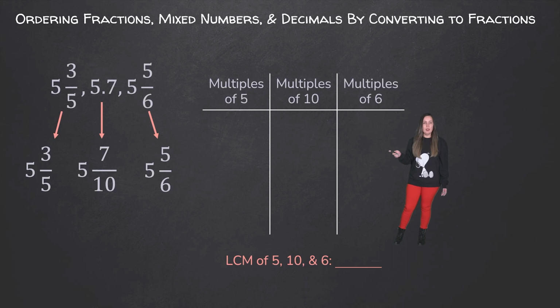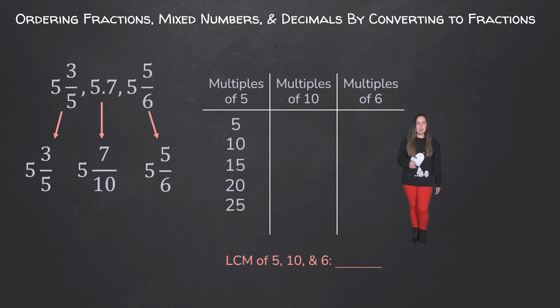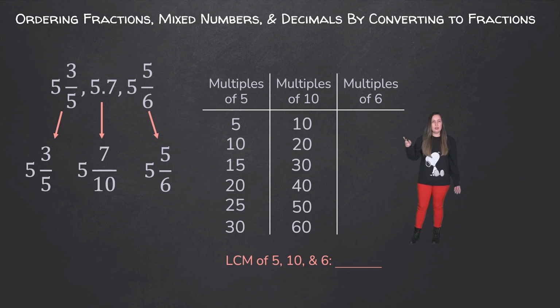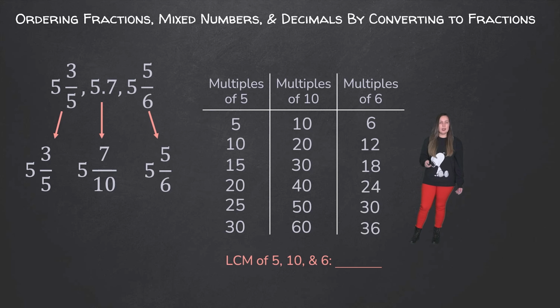So we have to find the least common multiple between 5, 10, and 6. Our multiples of 5 are 5, 10, 15, 20, 25, 30, and so forth. Our multiples of 10 are 10, 20, 30, 40, 50, 60, and so forth. Our multiples of 6 are 6, 12, 18, 24, 30, 36, and so forth. Now our least common multiple is 30 because that's the smallest multiple they have in common.